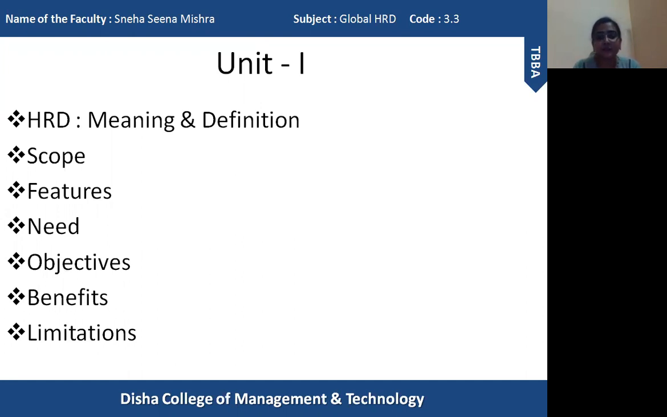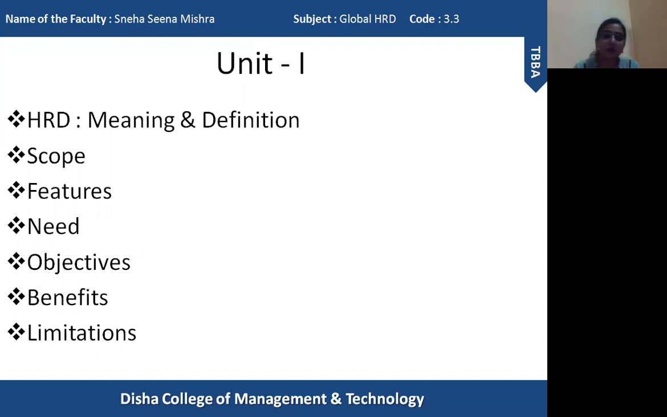So in the first unit, what you are seeing on the screen is the brief introduction of the topic HRD, Human Resource Development: meaning, definition, scope, features, need, objectives, benefits, and limitations. This will actually clear your idea about human resource development.